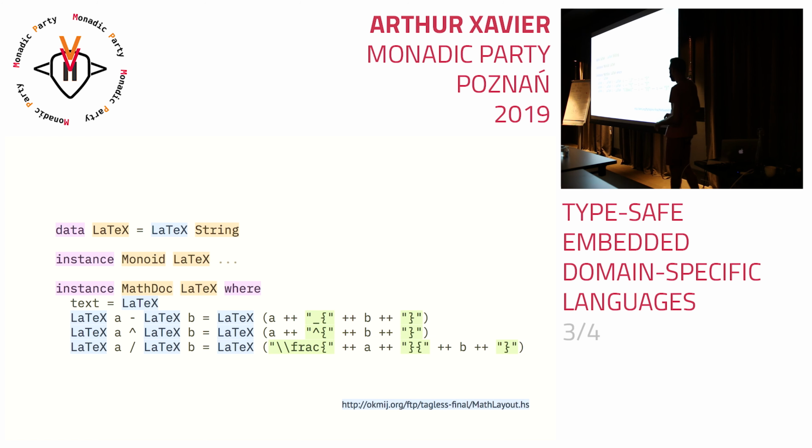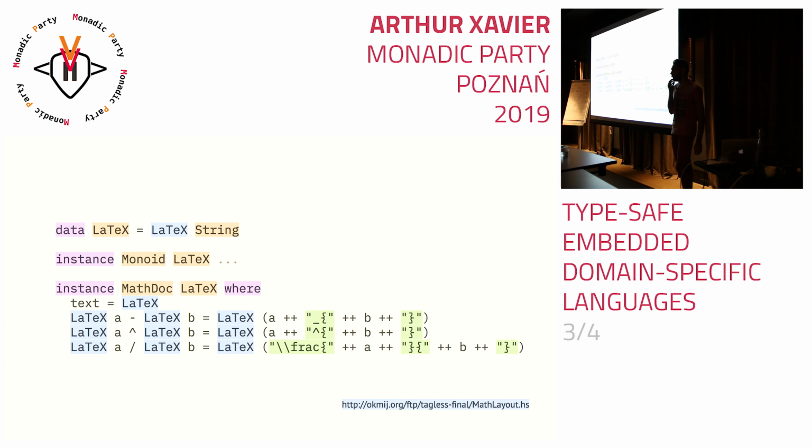Now, can anyone see how exactly this solves the expression problem, before I jump to the next slide? How exactly can we add new constructors to the language, and how can we add new interpreters without having to refactor code? Adding a new constructor would be adding yet another method to the MathDoc type class, and then we need to go through all the interpreters' instances. Yeah, that's an option, but that doesn't solve the expression problem because you still have to touch existing code.